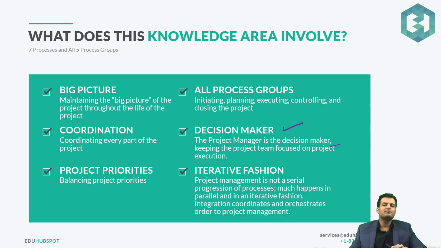Project management is not a serial progression of processes. Much happens in parallel and in an iterative fashion. Integration coordinates and orchestrates order to the project management. So, as I said, it's not a serial progression of processes. Most of the things in this knowledge area would be done in parallel. For example, once initiating is done, the next thing you do is planning. It's not necessary that you can't plan for quality and, at the same time, plan for the scope as well. So there could be a few instances where you are doing things in parallel. That's why it says it's not a serial progression. It happens much in parallel with each other.